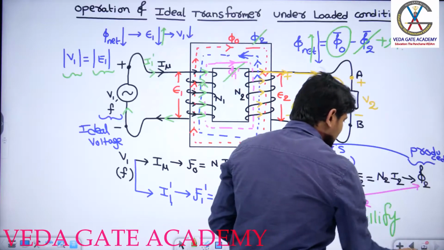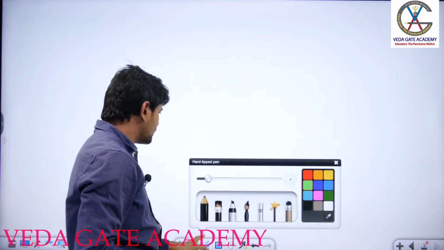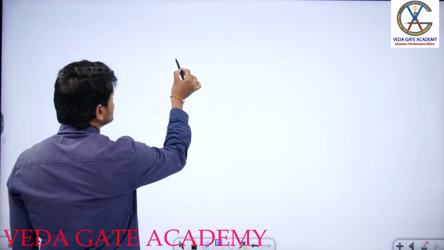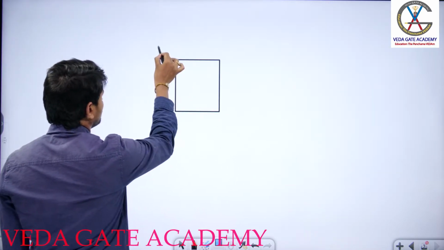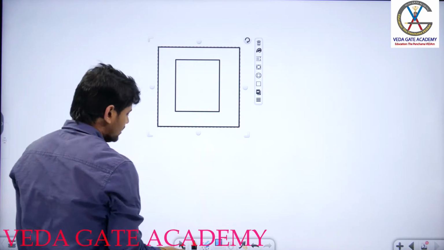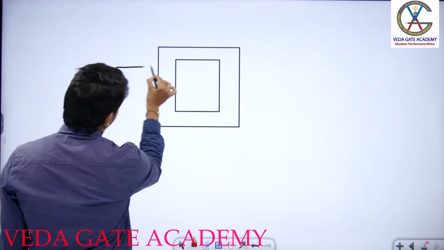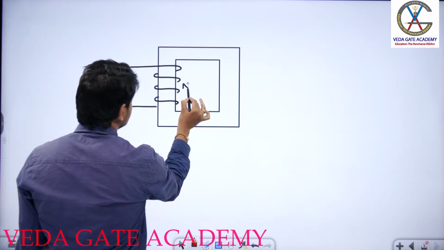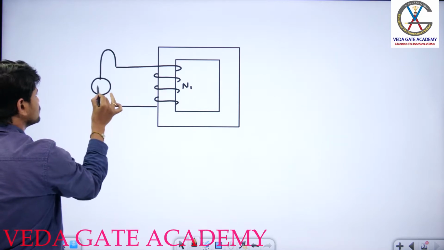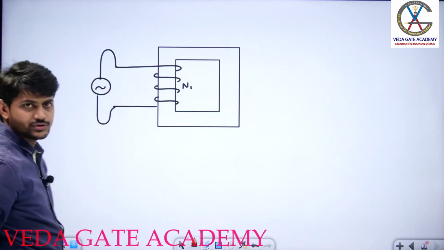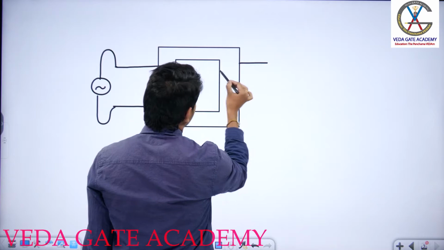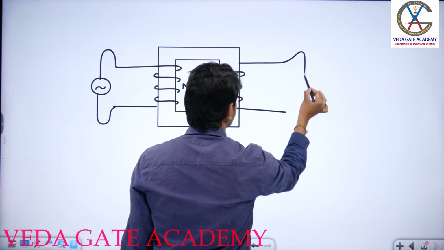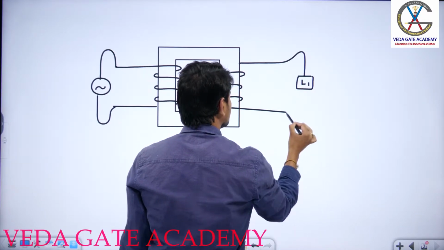Okay, I will give a simple task and try to apply whatever knowledge you have gained for this particular transformer core, and tell me what is the direction of the polarities of induced EMFs. Let us assume that this is my primary winding of the transformer, which consists of some N1 turns, and it is connected to a source. And this is my secondary winding of the transformer, and it is connected to some load L1.